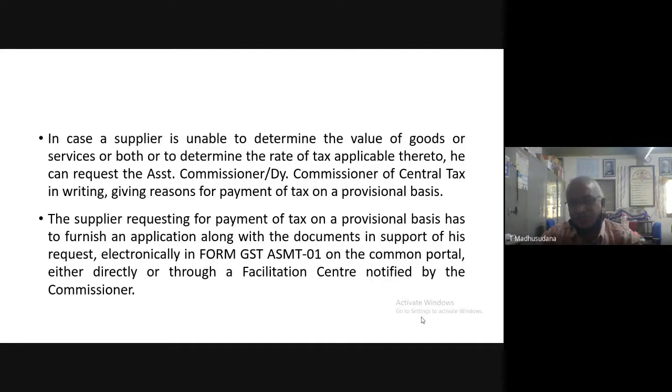The form to be filled by the supplier is Form GST ASMT-01. This is the application form to be filled by the supplier. And for this application form, necessary documents are to be enclosed, in which the value of goods or type of goods for which the tax liability is to be assessed.